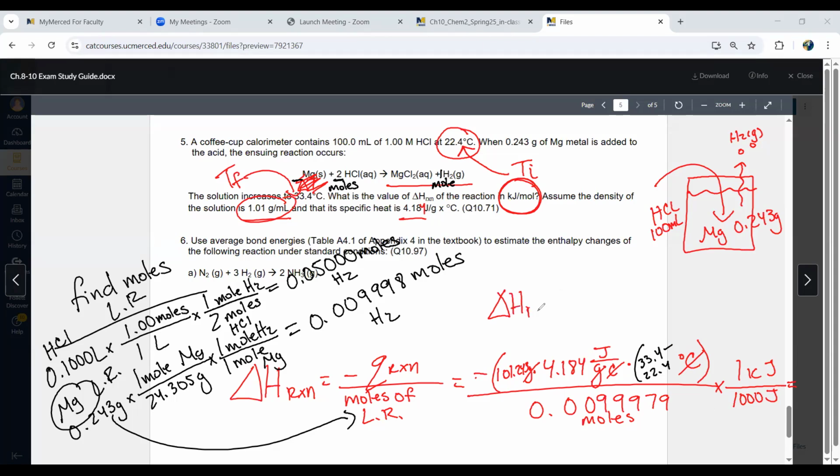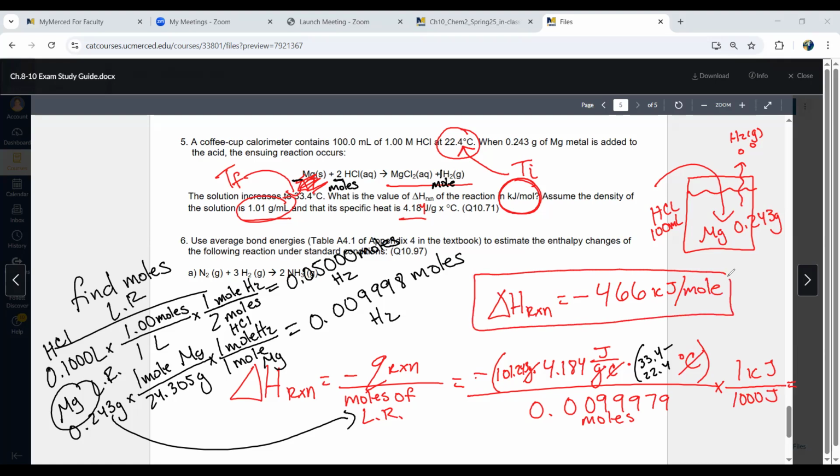So delta H of the reaction is negative 466 kilojoule per mole. I think it should be 46. No, you do not need to understand Hess's law or enthalpy of formation. But you do need to understand bond energy, and enthalpy of formation is very similar. So let's look at number 6 now. Yeah, Hess's law isn't on there.